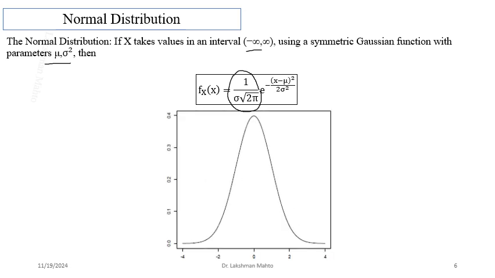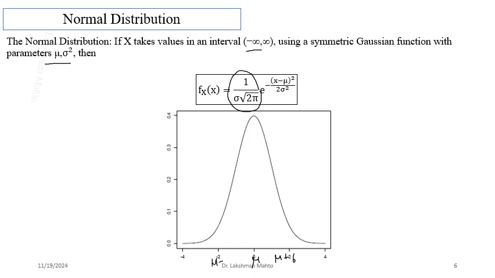What is the plot of this one? It is very symmetric about mu. If mu equals 0, it would be symmetric about 0, and it spreads through the square root of sigma square, that means sigma. If you move rightward, you get mu, then mu plus sigma, then mu plus twice sigma, then mu plus thrice sigma. You keep on walking rightward, and leftward walking is mu minus sigma.